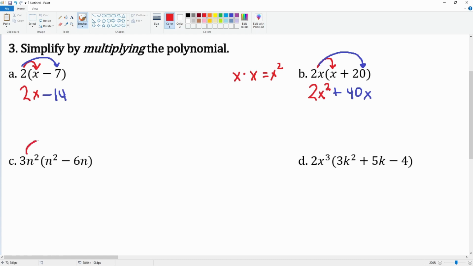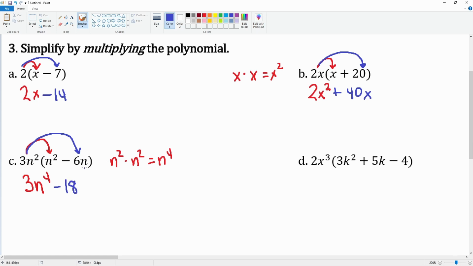Next, you have 3x squared. Right here, 3x squared times x squared. So 3 times 1 is just 3. Okay. Then you have n squared times n squared. We know that is n to the 4th. N to the 4th. Then we have 3n squared times -6. That becomes negative. 3 times -6 is -18.